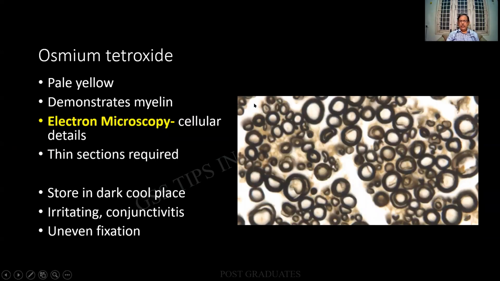And that is what we are seeing over here. I told you that there are two fixatives. And here I am able to find the myelin figures. So that is surrounding the nerve sheath. So these are over here in electron microscopy. Thin sections will be required, 2 to 3 microns. The normal thickness is about 5 microns. It has to be stored, it can be causing conjunctivitis, etc.